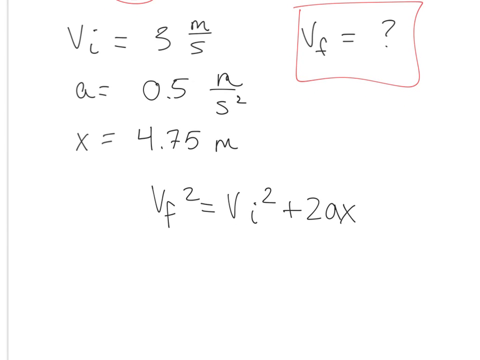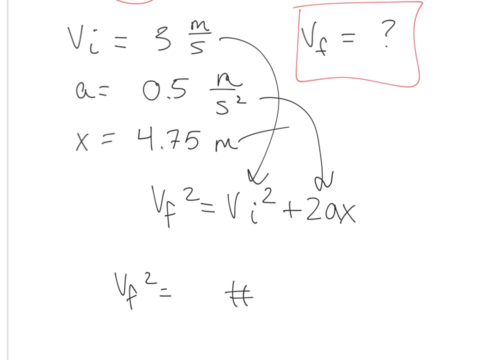So plug in and then take a square root. Right? Plug in and take a square root. So all you do is plug in. You're going to get some number on this side. VI goes here, you square 3. Your A goes here, you put it in there. Your 4.75 goes over here at the end. So you get some number. Get rid of the square by taking the square root.